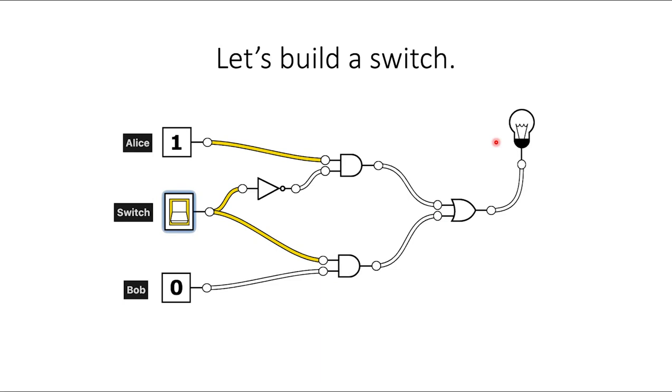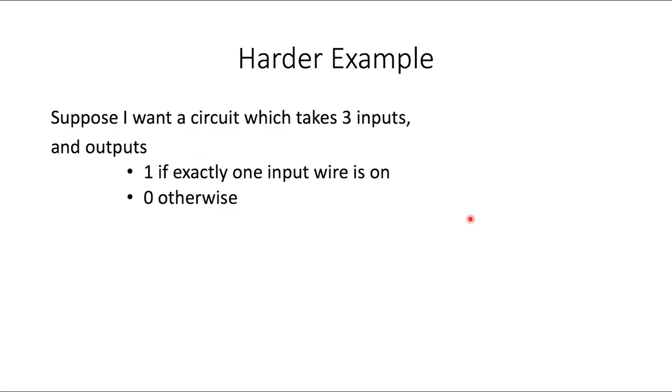Okay, so this is what's happening with this switch circuit, and specifically this is how you build a switch circuit. I wanted something that lets me either listen to Alice or Bob, and with just 4 simple gates, right? So 1 NOT gate, 2 AND gates, and 1 OR gate, I can make this happen. So this is one application of the logic gates that I introduced in the last 2 videos. So now let's move on to a harder example.